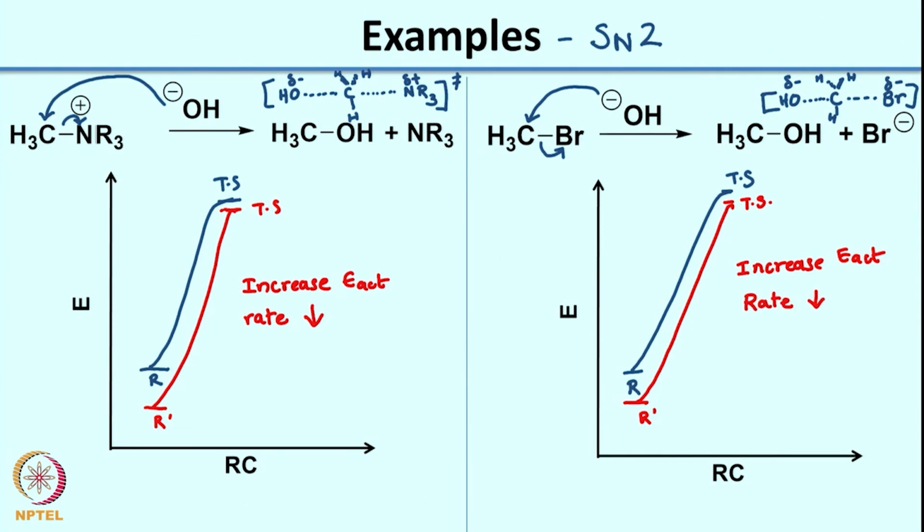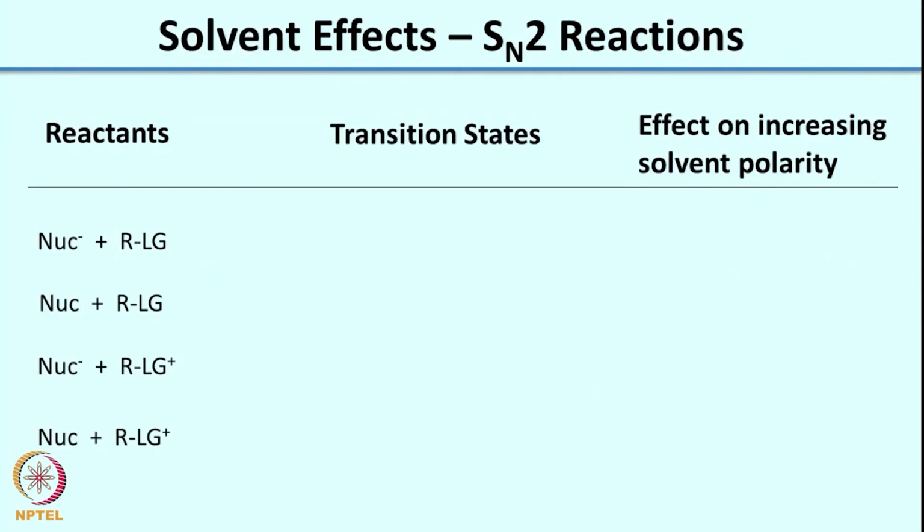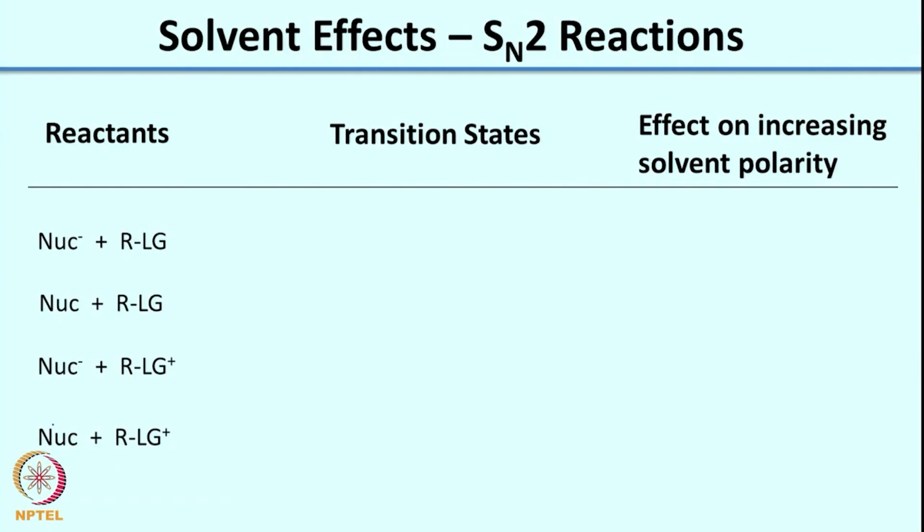So, if you have understood this concept, then we can generalize it. If I look at SN2 reactions, I have shown you 4 different scenarios. What I want you to do is on your sheet of paper write the transition state for each of these scenarios and see what effect increasing the solvent polarity has. So, you can quickly go ahead and do this exercise, press the pause button on the video and write the answers. I will quickly walk you through this.